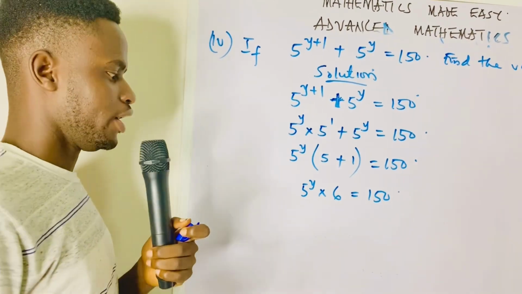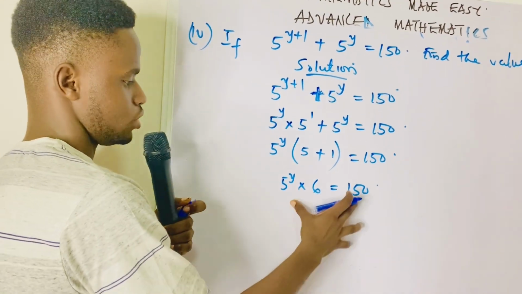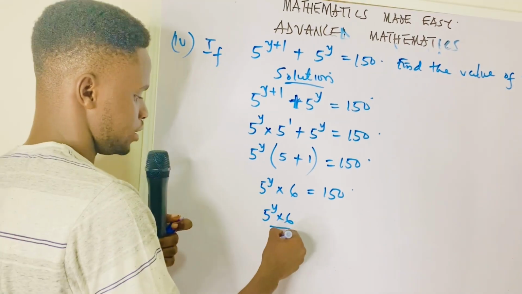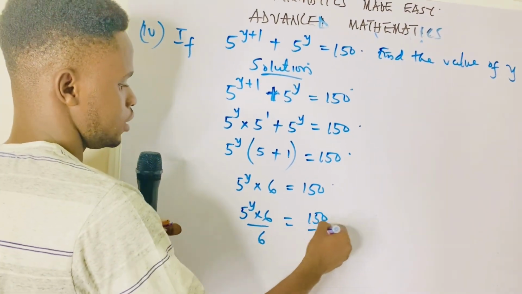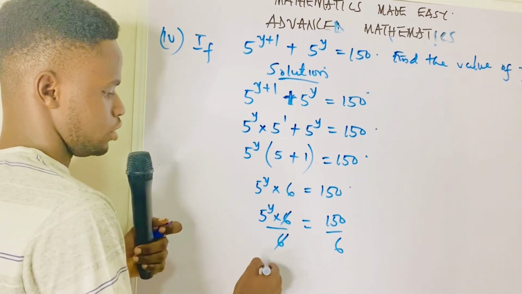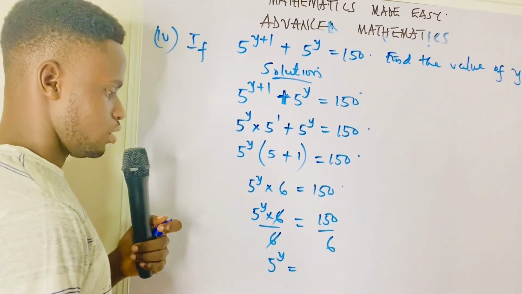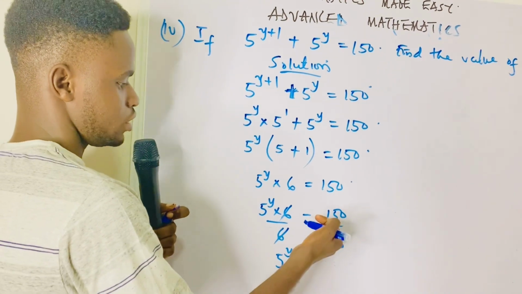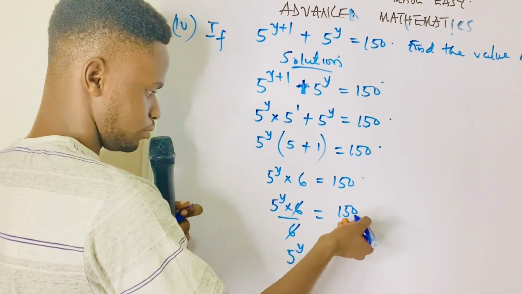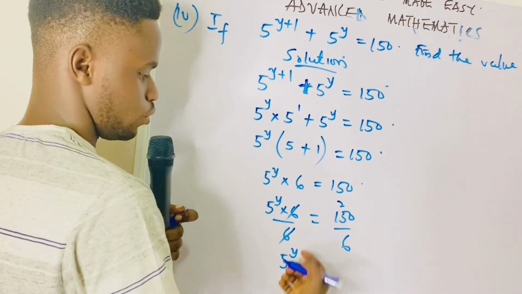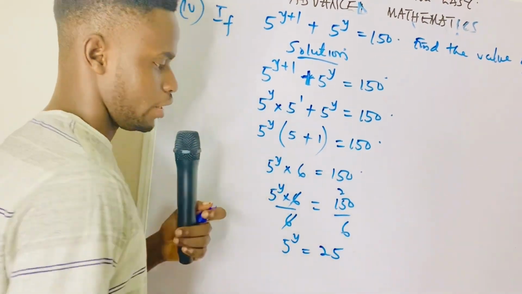So the only way to look for y here is to divide both sides by 6 first. So we have 5 raised to the power y times 6 divided by 6 equals 150 divided by 6. 6 will cancel 6, so we are left with 5 raised to the power y equals, and what's 6 in 150 is easy. 6 in 15 is 2, remainder 3, and 6 in 30 is what? 5. So we have 25.